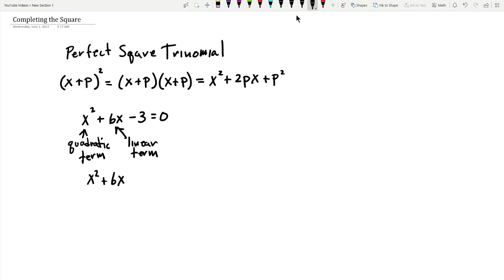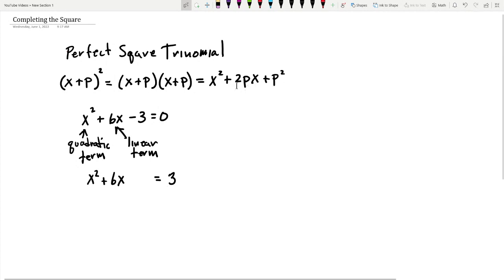Now I'm going to leave a little bit of room. And when I move the -3 from the left-hand side to the right-hand side, it becomes positive, because I'm adding it to both sides of the equation. Now, what I have on the left is not quite a trinomial. I've only got two terms, so it's a binomial, but I want to turn it into a perfect square. So that means it has to have the form x squared plus 2px plus p squared.